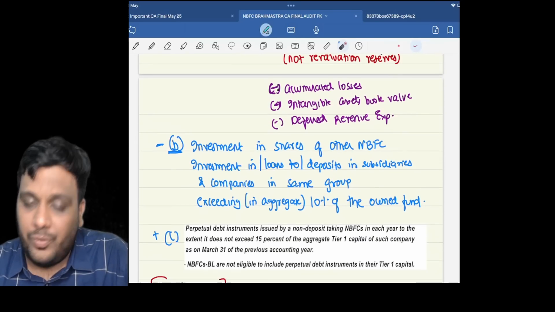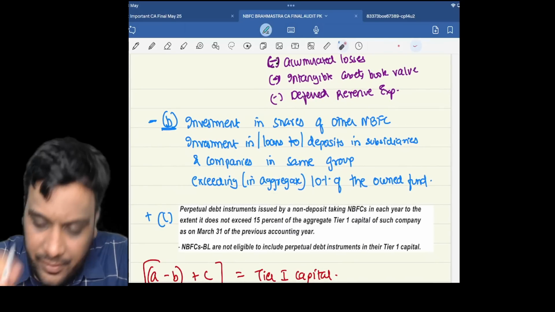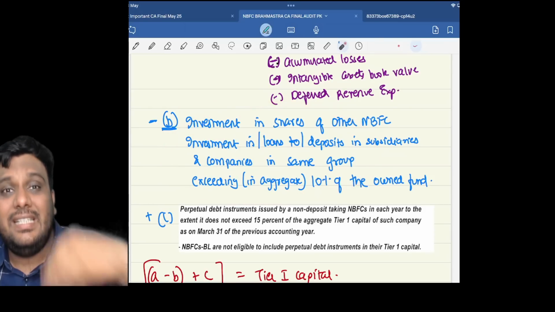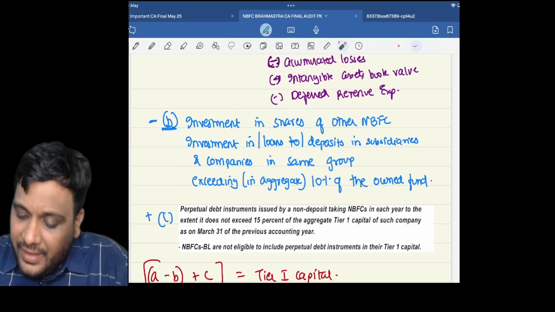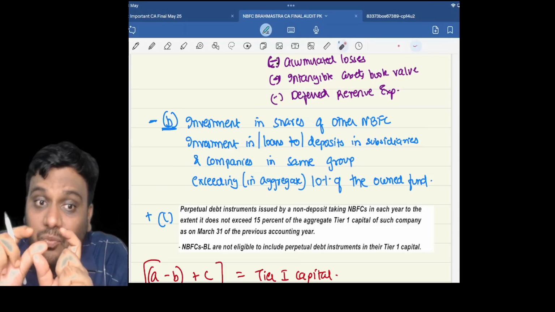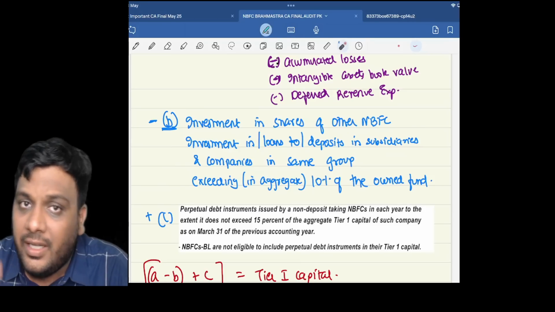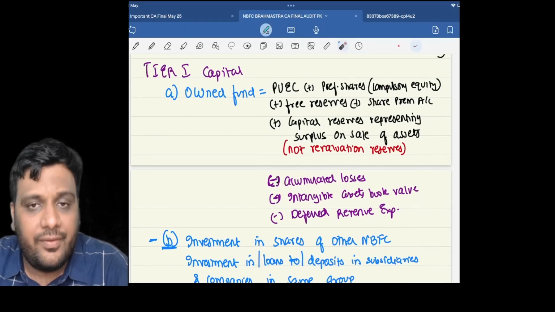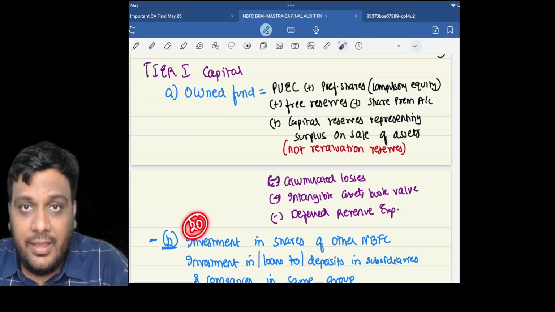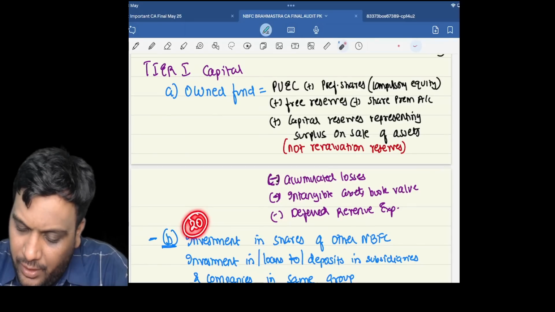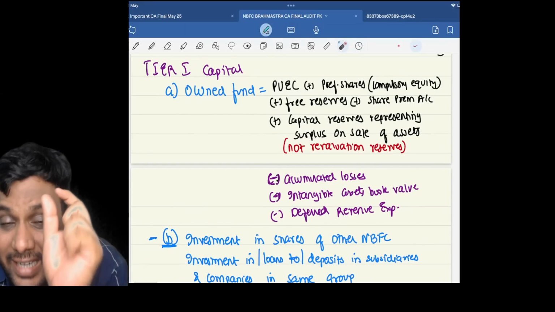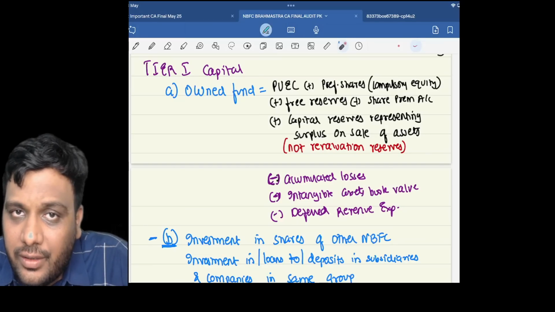Okay. Now listen to me. What you are going to subtract, focus over here very carefully. Investment in shares of other NBFC, investment, loans, deposits in subsidiaries and companies in the same group. All right. If this entire figure is more than 10% of the owned fund, then whatever is more than 10% of the owned fund, that much only you will subtract. Sir, can you please explain? If owned fund is 100, all right, and this figure is 20, okay, then what is 10% of 100? 10. Okay, then you will do 100 minus 10 because only that 10 rupees is exceeding 10% of the owned fund. All right. Yes, sir.